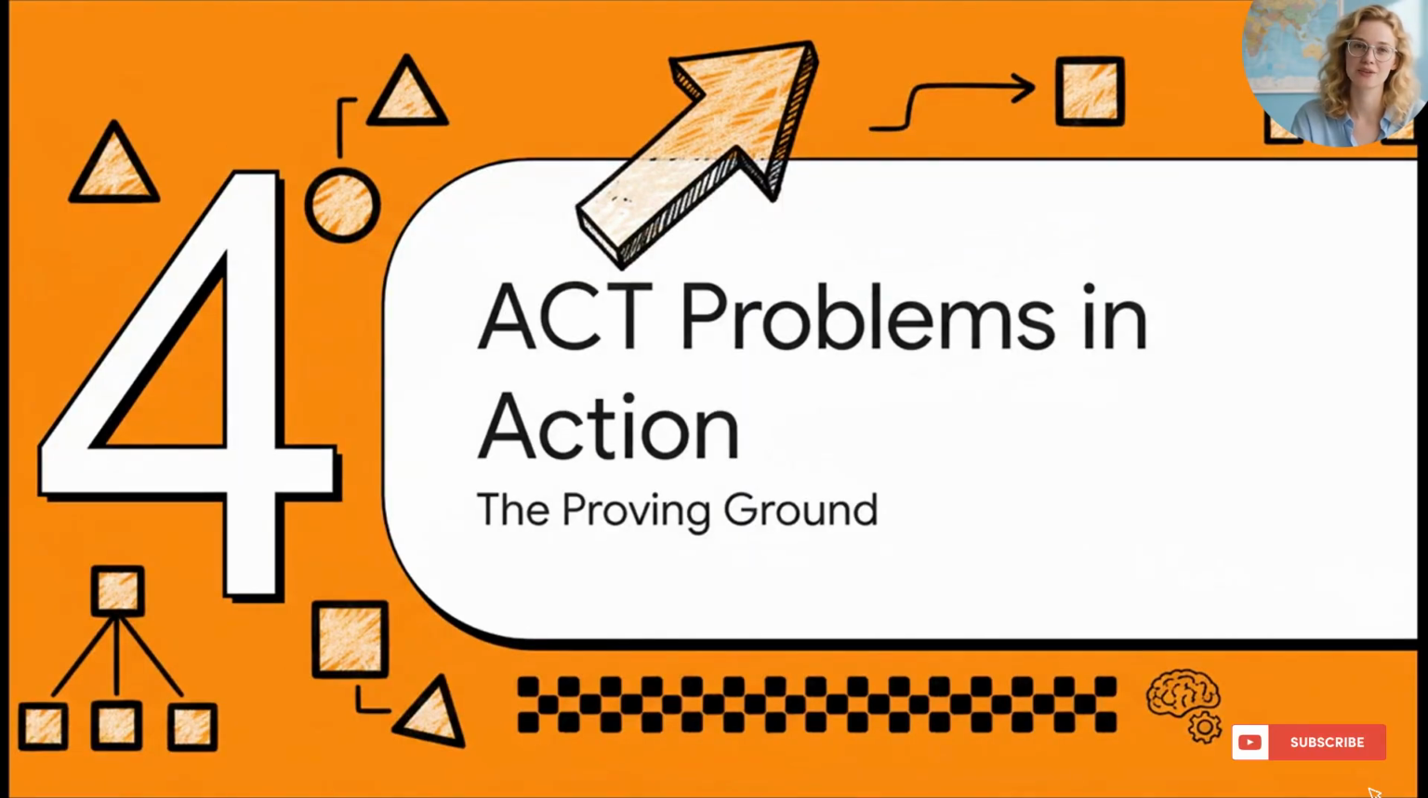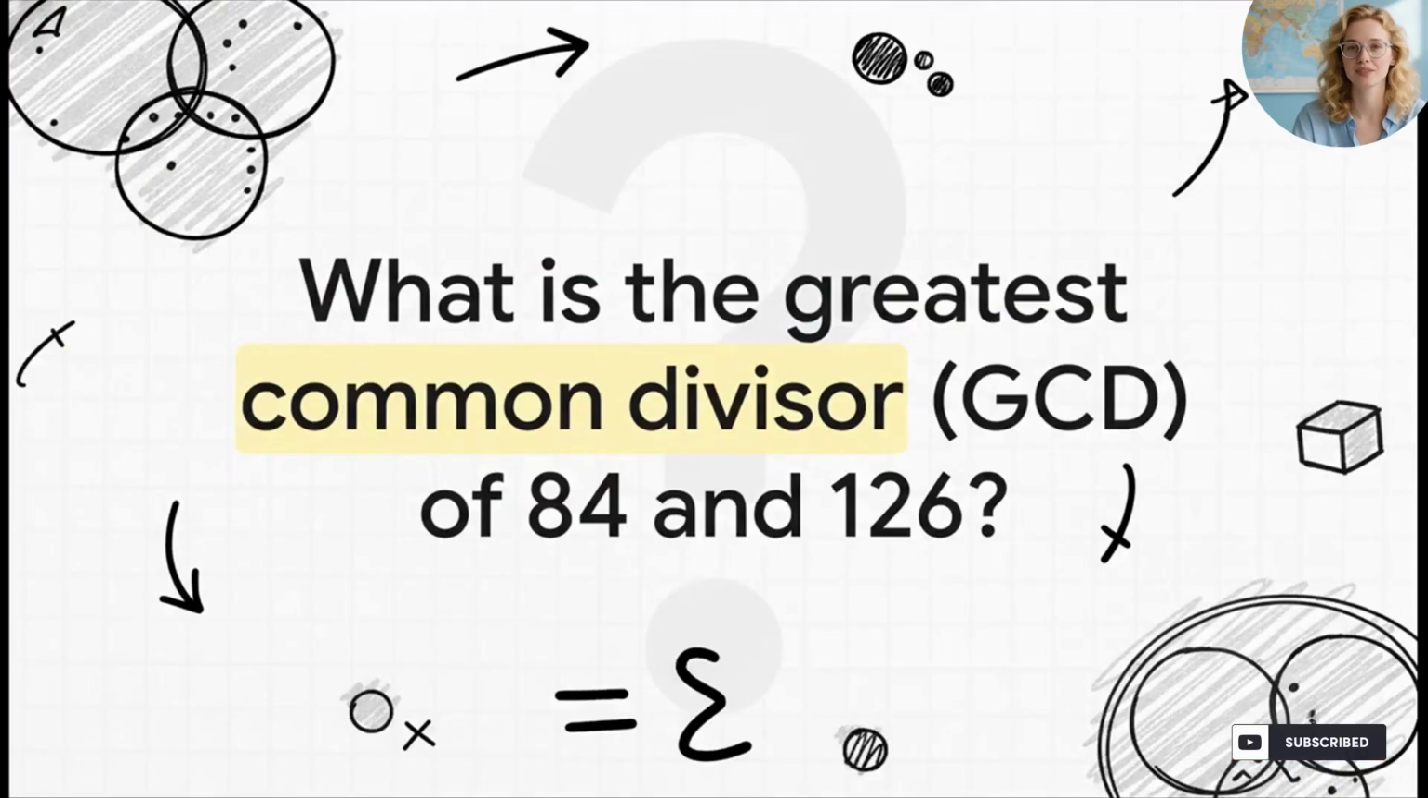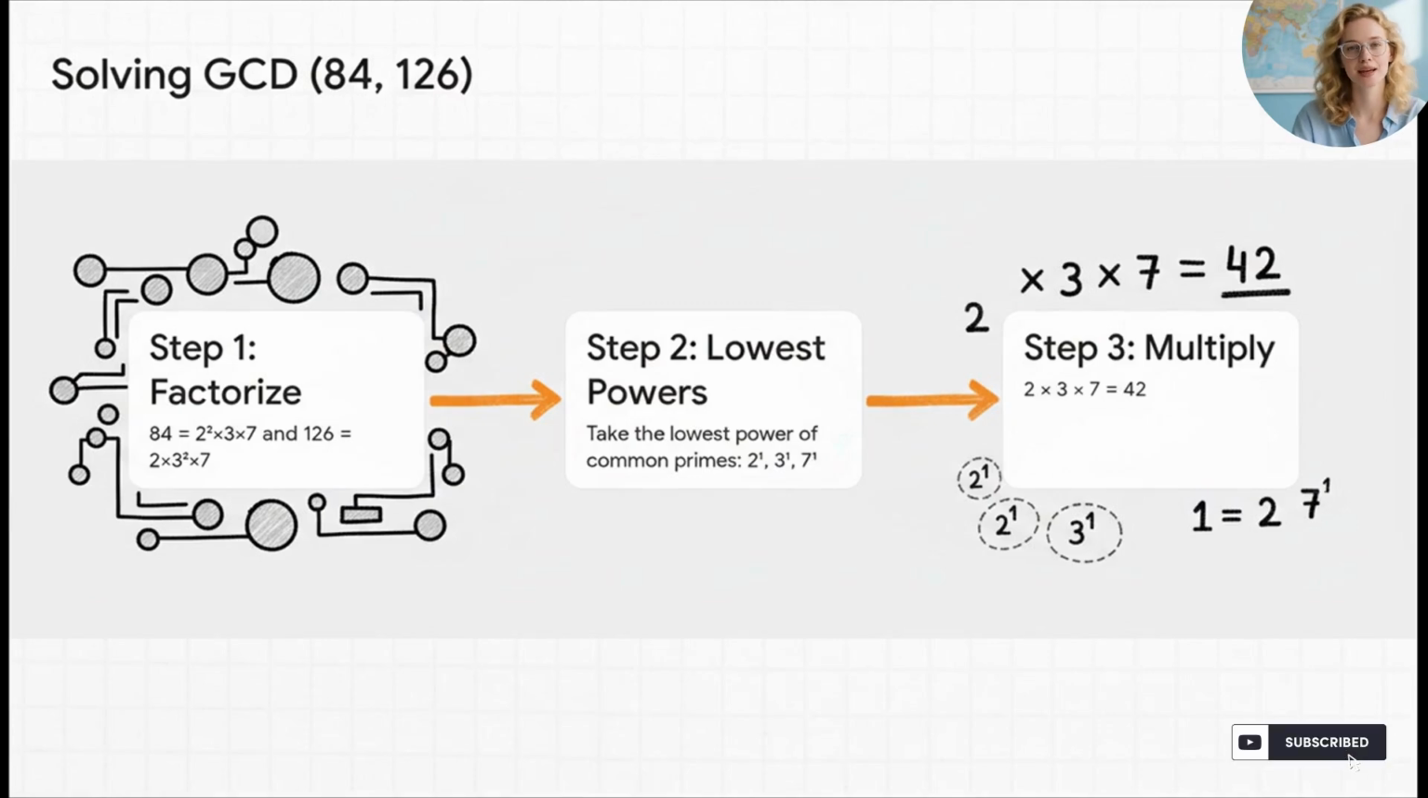All right, theory's great and all, but let's put this strategy to the test on the real proving ground, some actual ACT-style problems. All right, here we go. A classic, straight-up question. What's the greatest common divisor of 84 and 126? Let's run our method. Okay, so we just follow the steps.